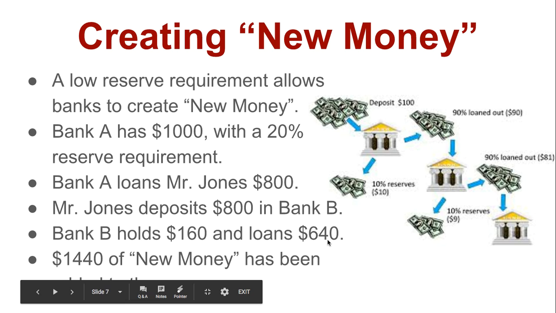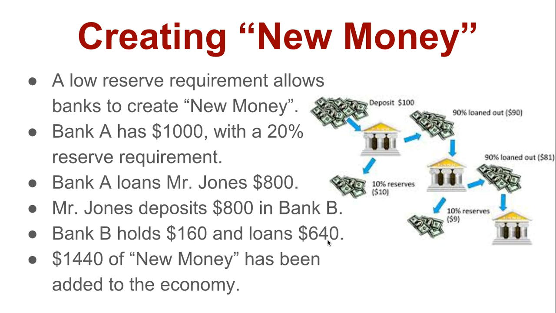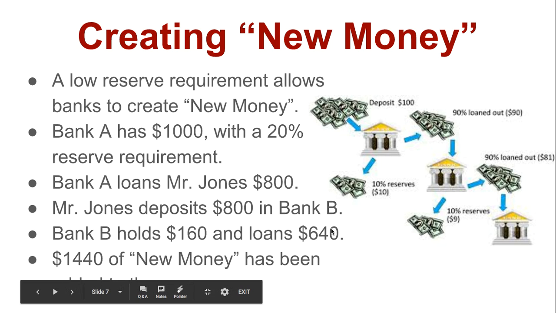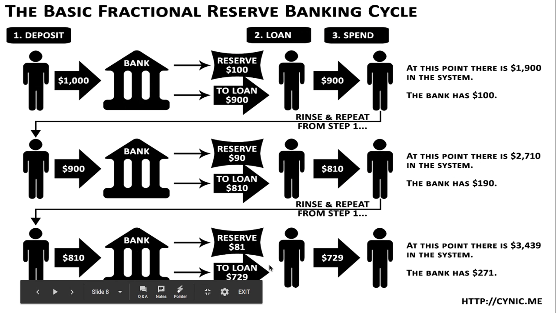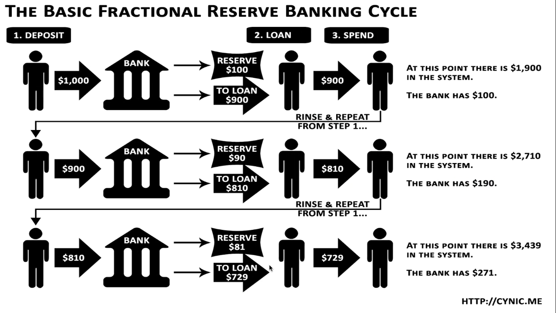Of course, the loaned out $640 could then be spent and put in another bank account, allowing that other bank to loan out, and it keeps going and going and going, with these numbers getting smaller and smaller, but the real new money supply increasing and increasing.